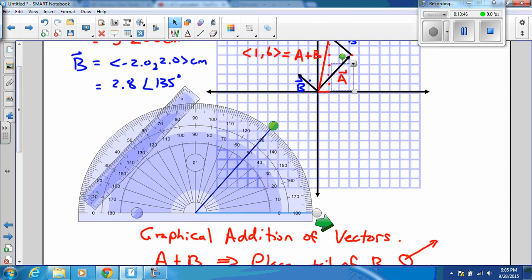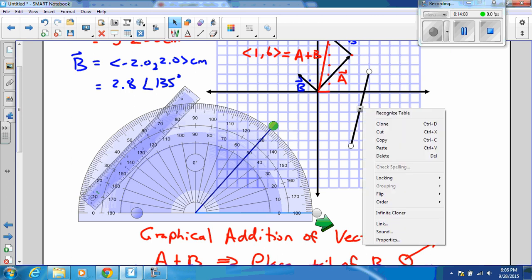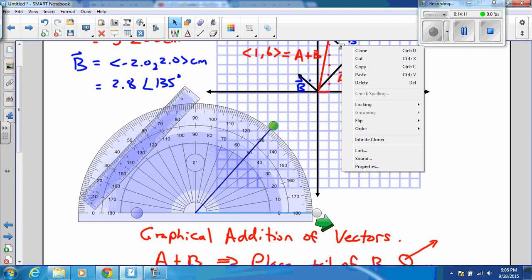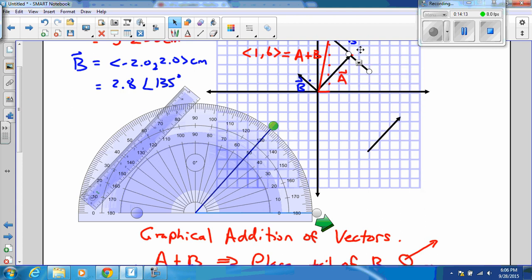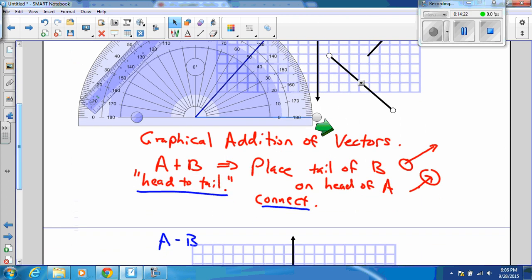What I'm trying to do with A minus B, let me give myself some more graph paper to work with here. And I'll get copies of A and B to play with. That way I'm not stretching it. I just did. Let's try that again. Silly vector. Okay. Clone and move. There we go.